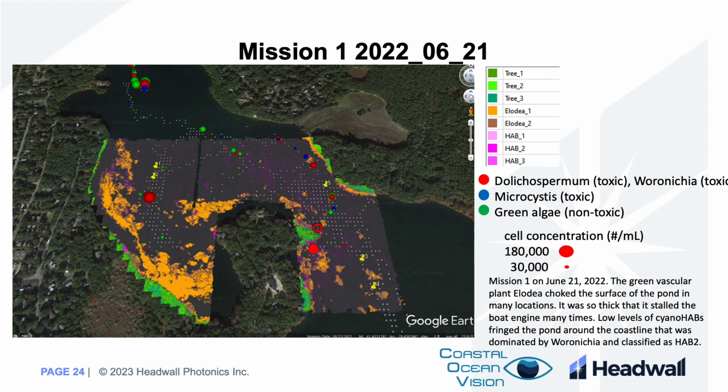So let's go to the next one. Now we have superimposed on our spectral classification data from the boat driving around. And we've got the Dolichospermum, the Microcystis, and then non-toxic green algae. And they're not getting a lot. These dots are associated with the concentration in number per milliliter. But there's some correlation of areas where we are seeing a little bit of pink in our images, and they're seeing some high concentrations of these toxic algae, but not yet a bloom.